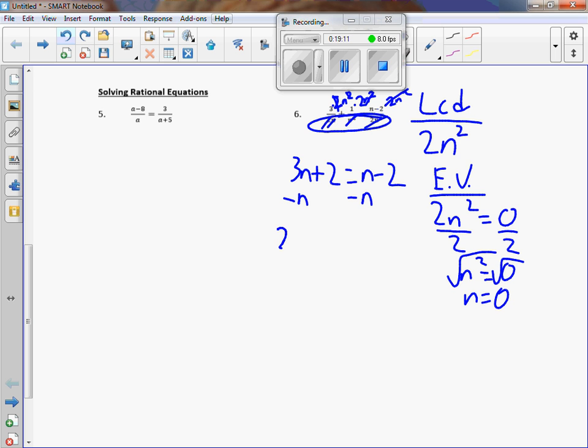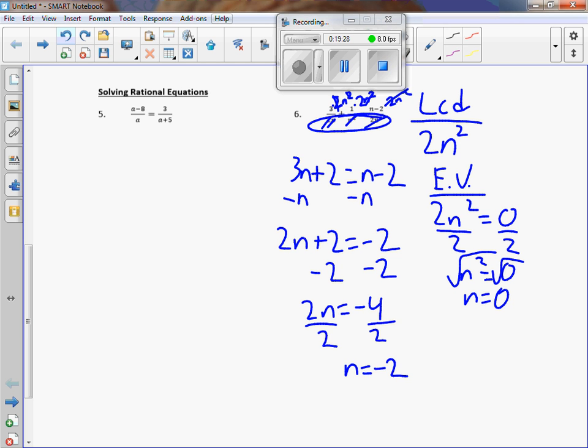So move your n's to one side. And then we're going to just solve for n like a regular two-step equation. We get n equals negative 2. The only answer we could possibly not get is 0. Because our answer is different than 0, we could keep it. That's our answer. N equals negative 2.